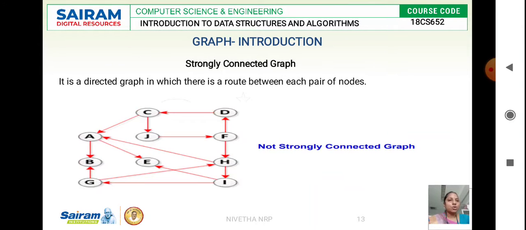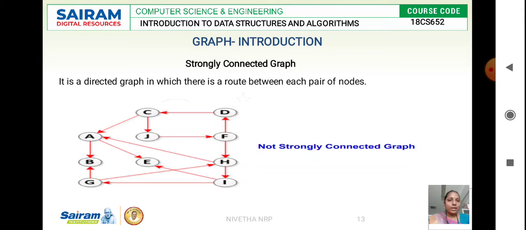Okay, then we have the strongly connected graph and weakly connected graph terminologies. In a strongly connected graph, when there exists a route between each pair of nodes, you say that is a strongly connected graph. See here in the diagram, it is specifying. See, for C to E, when you consider, there is no route.